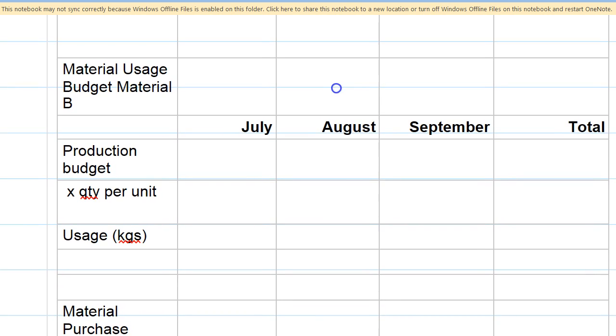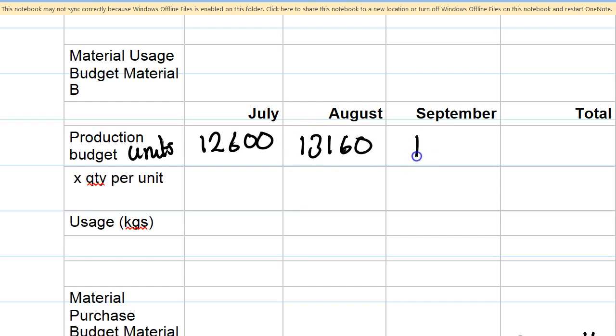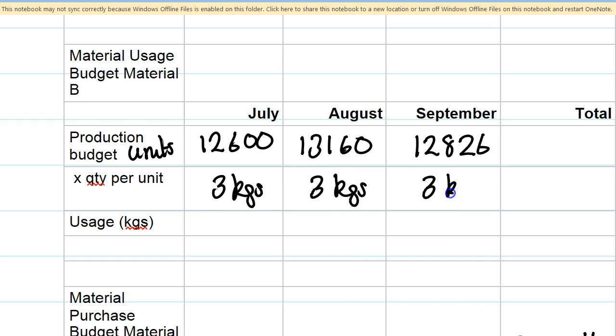I then have to go and have a look at material B. Do exactly the same thing. So for material B, I know what my production budget is. Go right back to the production budget. For July, my production budget, 12,600 units. This is in units. In August, I had 13,160 units. And in September, 12,826 units. For material B, I've been told that I've got 3 kilograms in a unit. I can now multiply it all out.